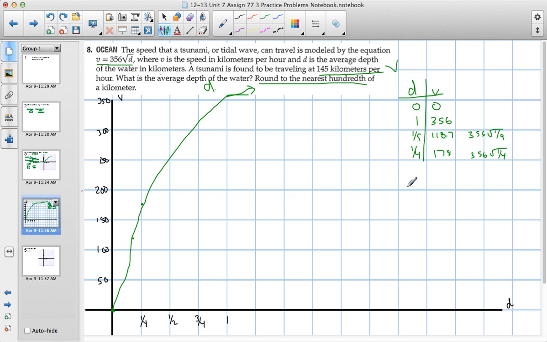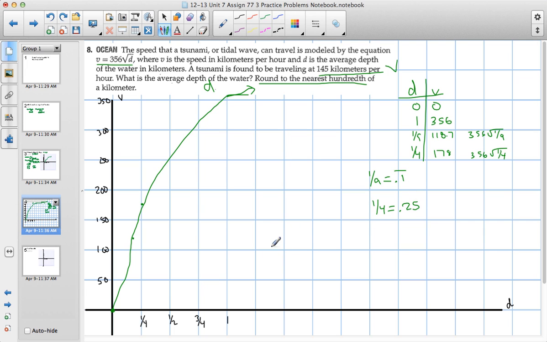And I can see, because it's really also between these two points, it's going to be between 1/9 and 1/4. Well, 1/9 in decimal form is 0.1, right? And 1/4 is 0.25. So my answer has to be between these two.